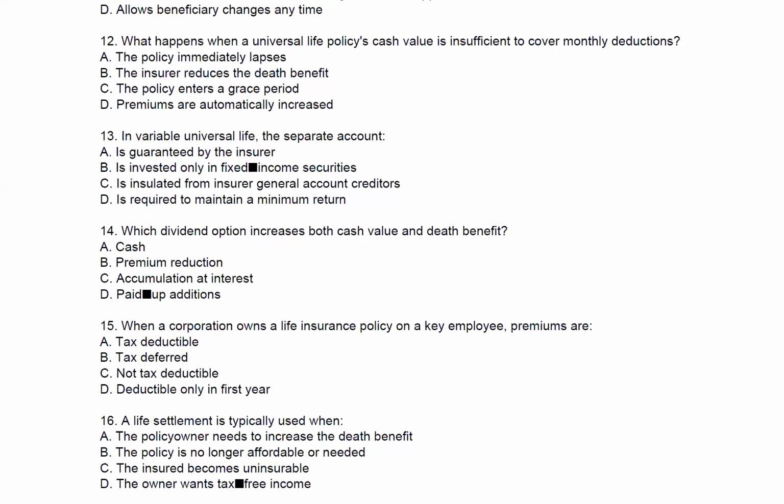D. That's it. Touchdown. Paid up additions. Girl, this life insurance is easy. This test is tricky, but 9 times out of 10, just use the word association. Increase, addition, variable, guaranteed, fixed, universal, flexible.